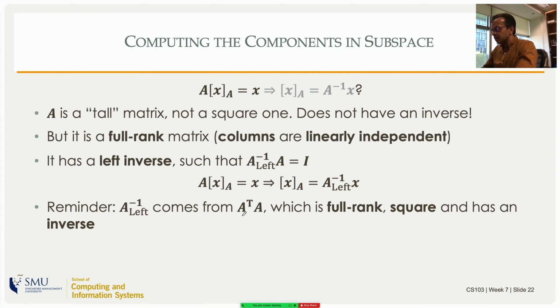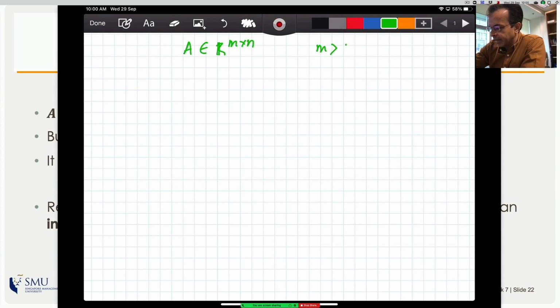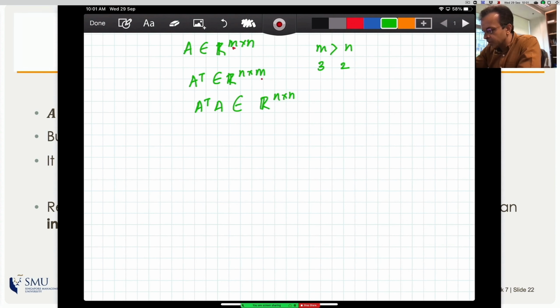Just to recap how we found the left inverse, I have A with m greater than n. M is 3, n is 2. A transpose is going to be in R n times m. But A transpose A is going to be in R n times n, and that's a smaller matrix. N is smaller than m. This is a 2 by 2 matrix, and the 2 columns are linearly independent, so the rank is actually 2. So A transpose A is a full rank matrix.